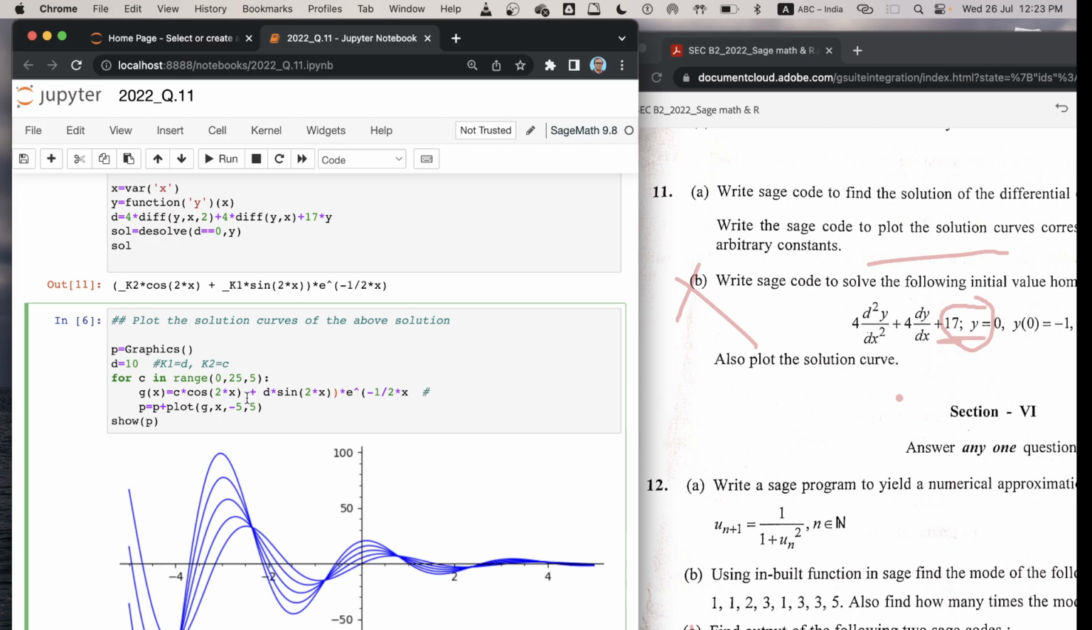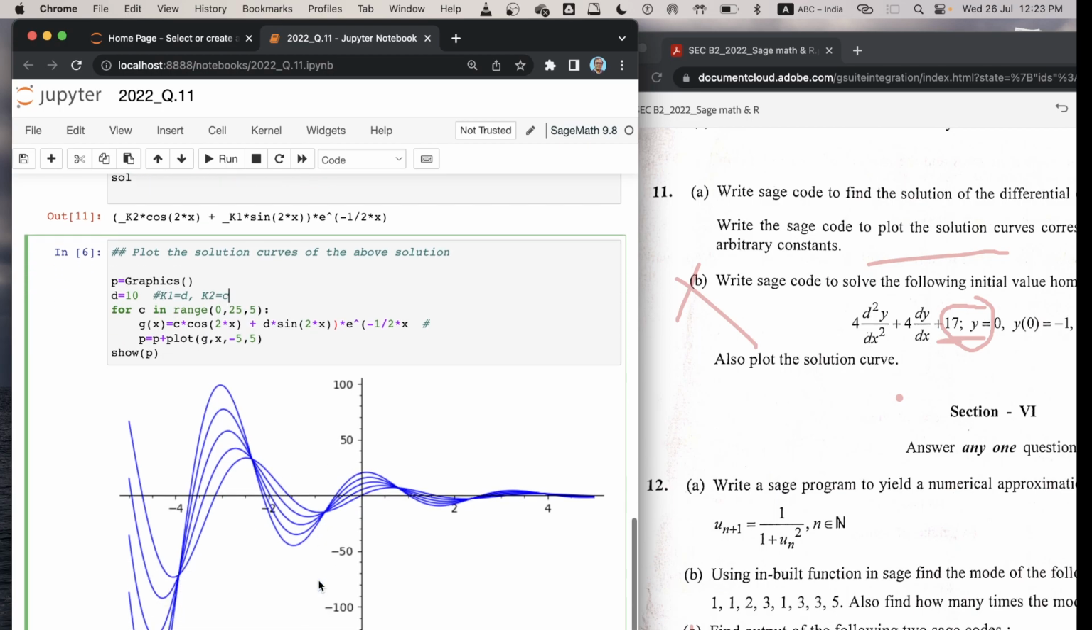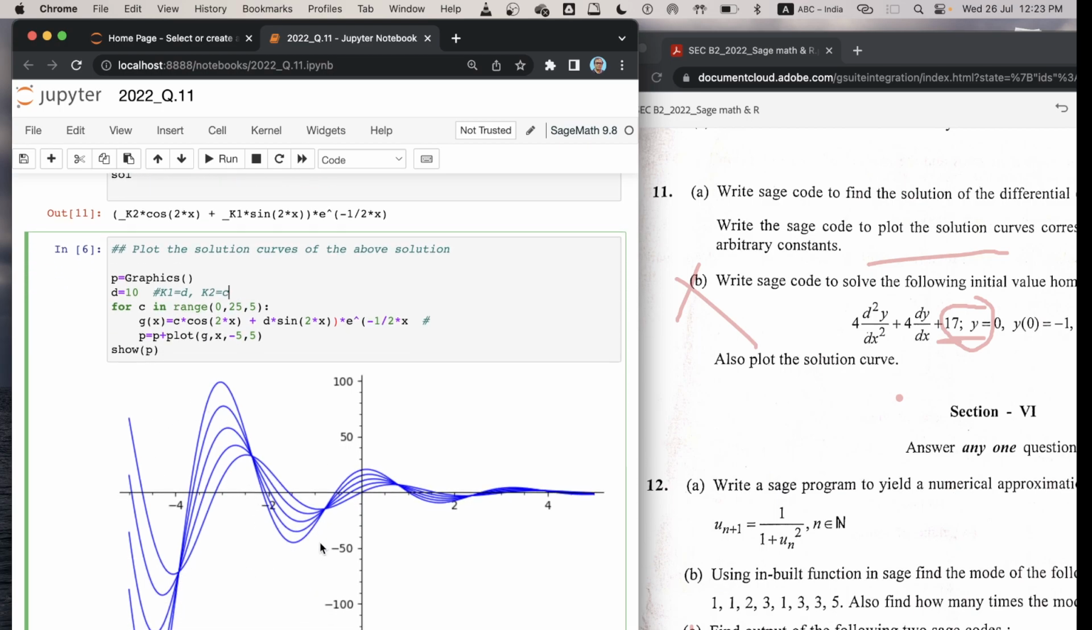The first graph is c equal to 0, d equal to 10. The second graph is c equal to 5, d equal to 10. The third graph is c equal to 10, d equal to 10, and so on. So we plot different graphs for these particular solutions.